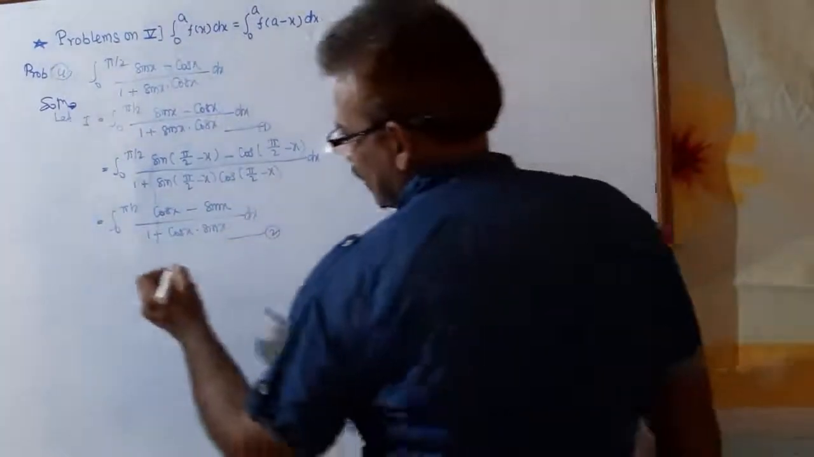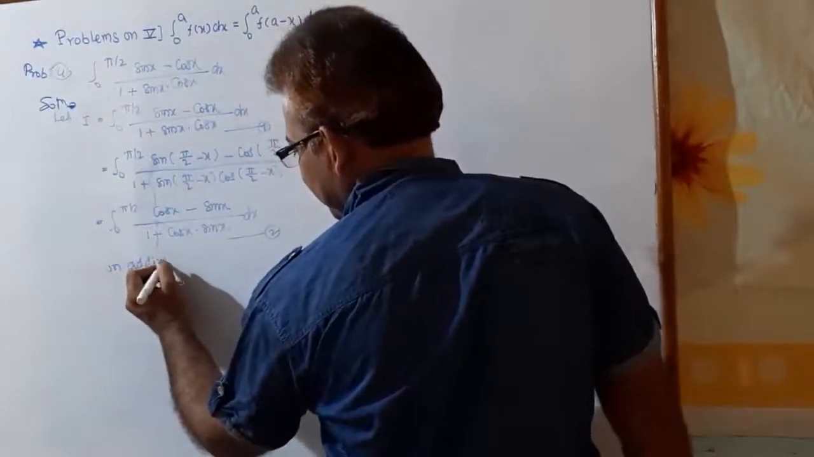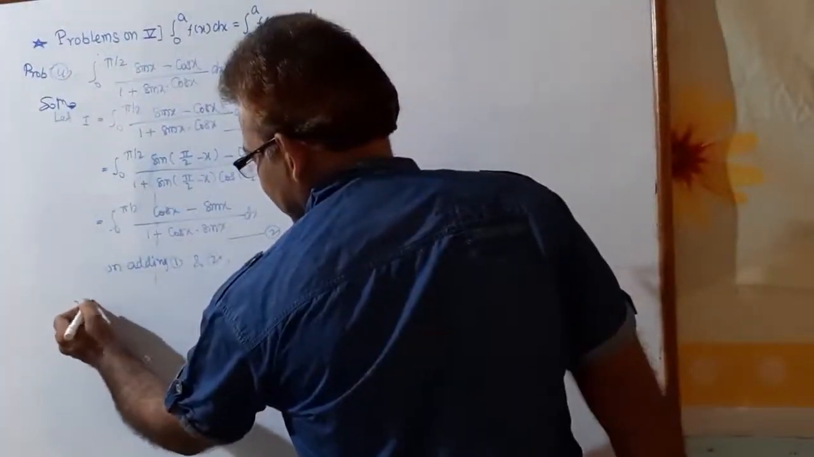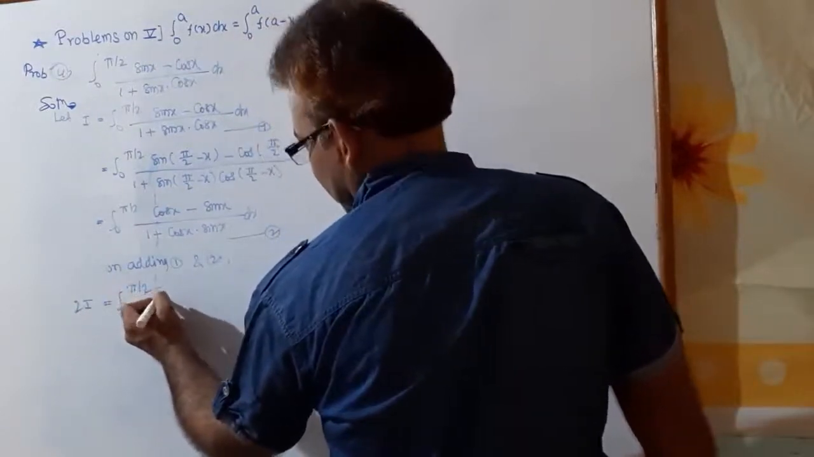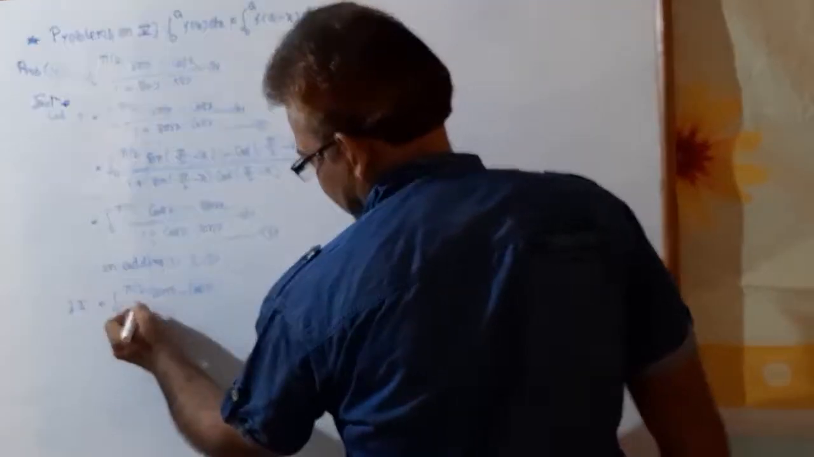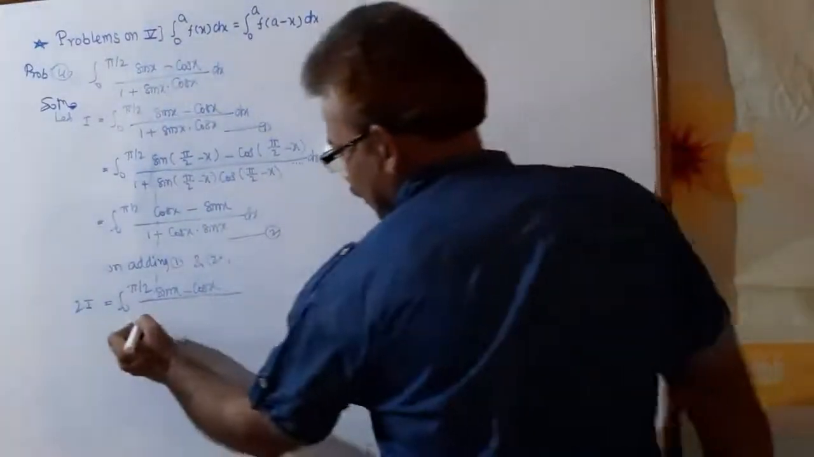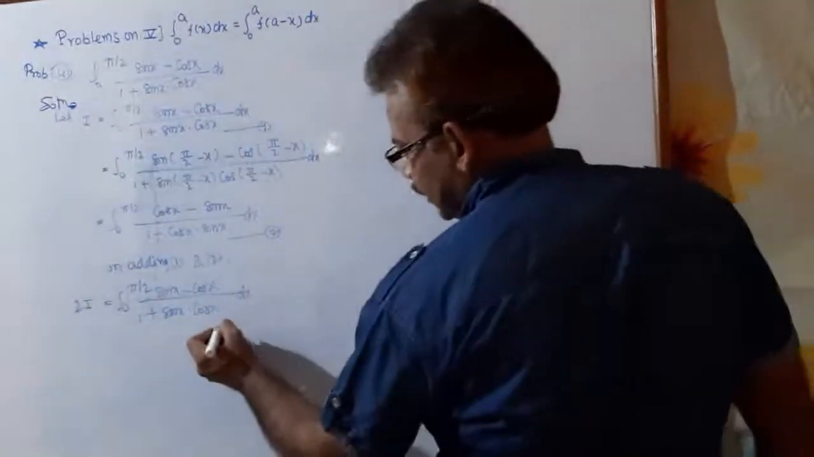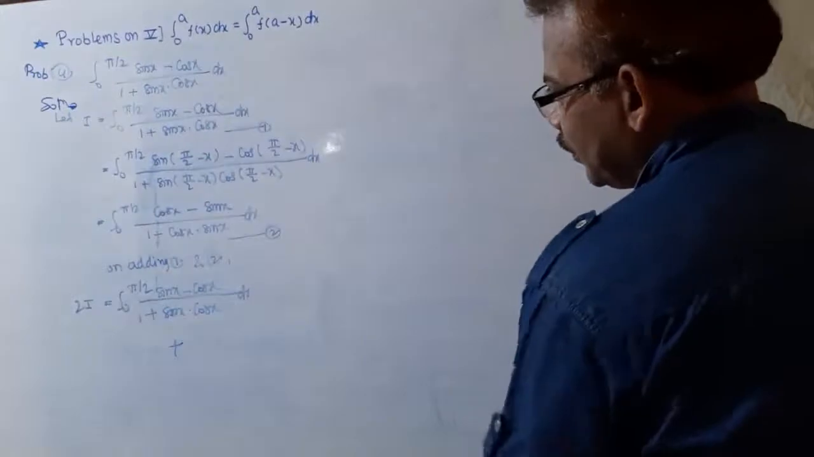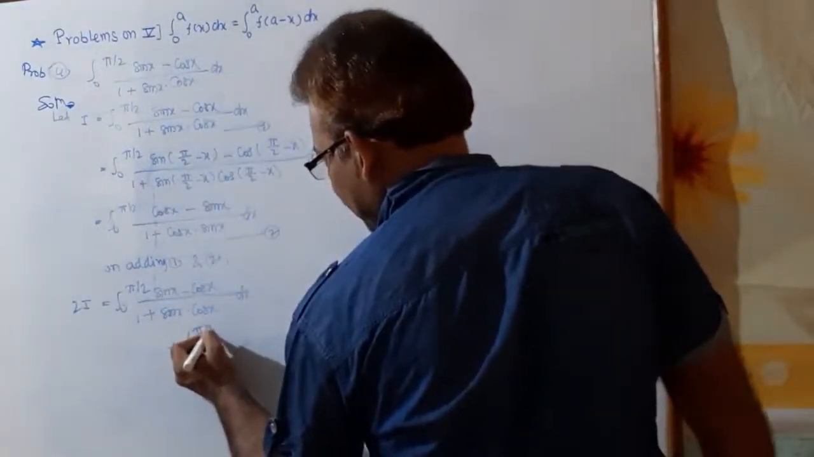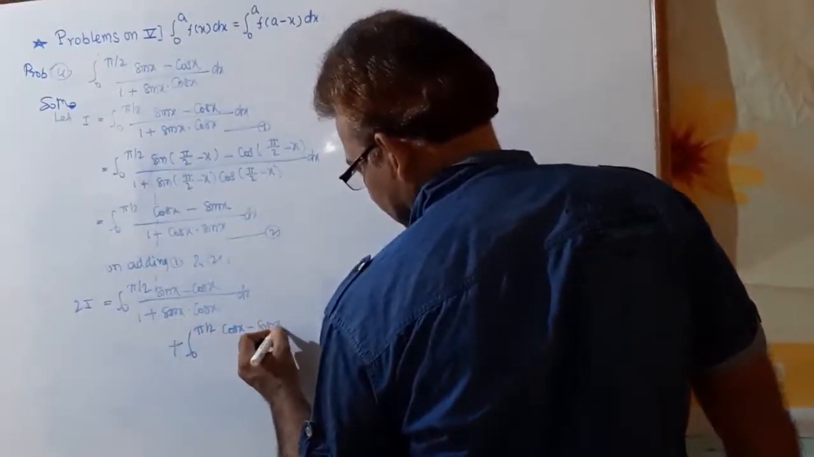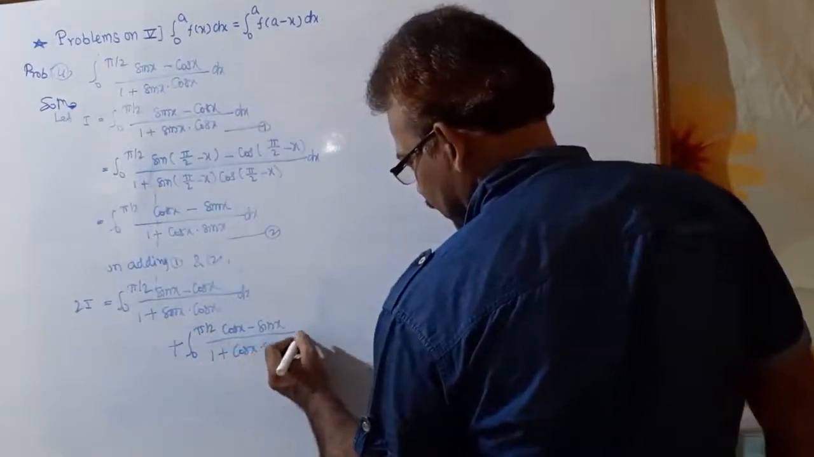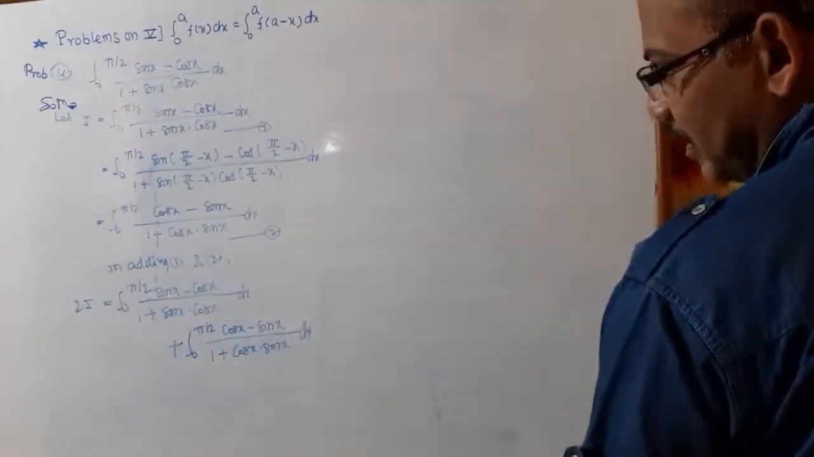and then adding 1 and 2. So left side is I plus I, always 2I, and right side integration from 0 to pi by 2 sin x minus cos x, denominator 1 plus sin x into cos x dx, plus right side of equation 2 integration from 0 to pi by 2 cos x minus sin x, denominator 1 plus cos x into sin x dx. So here denominators are same, 1 plus sin x cos x.